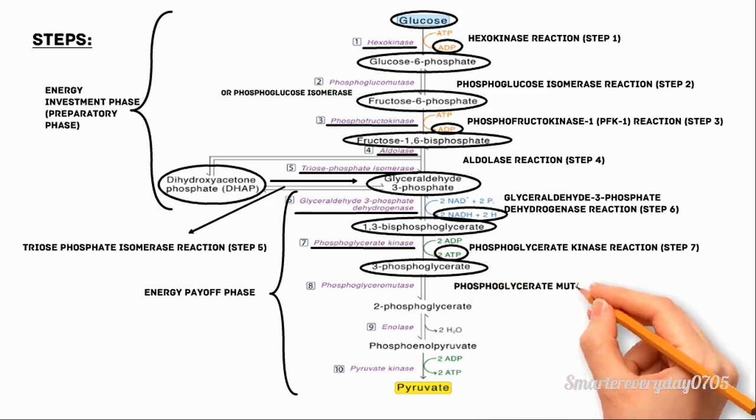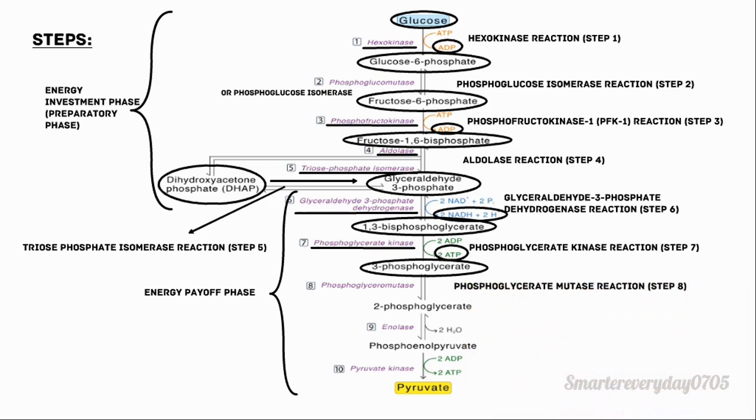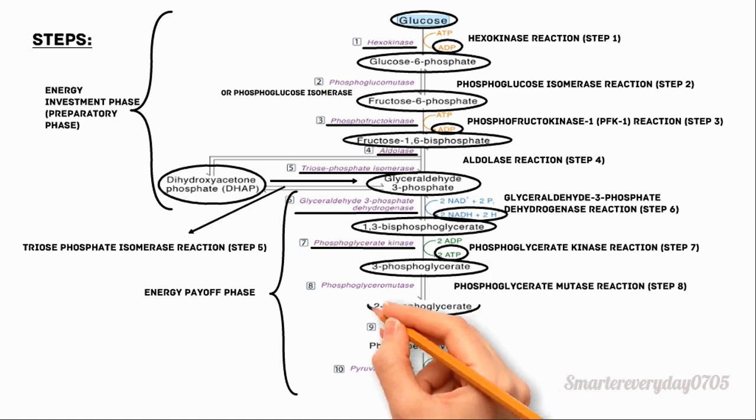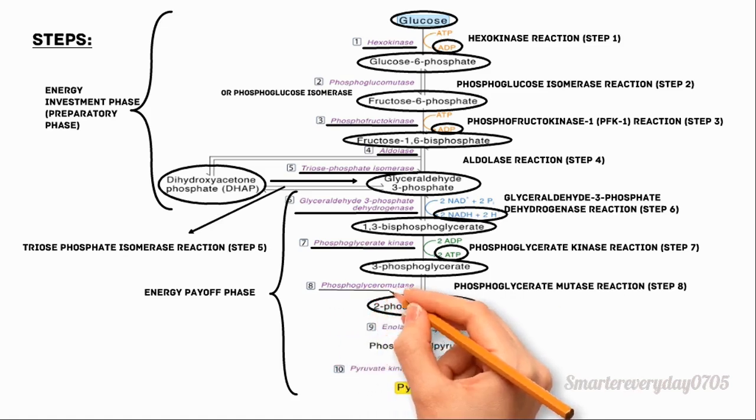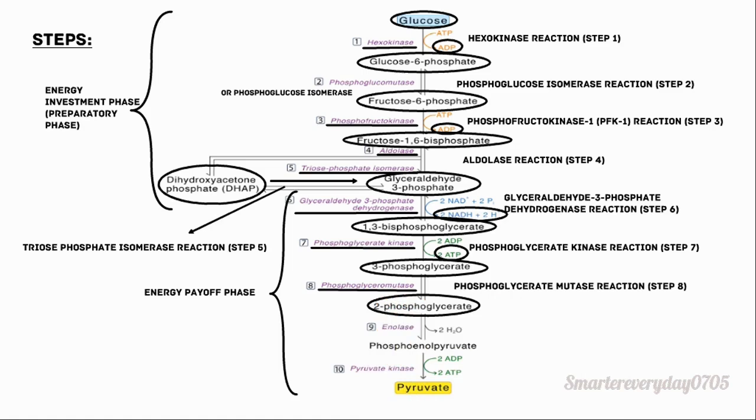Step 8. Phosphoglycerate mutase reaction. Here 3-phosphoglycerate is converted to 2-phosphoglycerate. Phosphoglycerate mutase is the enzyme helping for this. This is the rearrangement of the phosphate group from carbon 3 to carbon 2, preparing the molecule for dehydration.